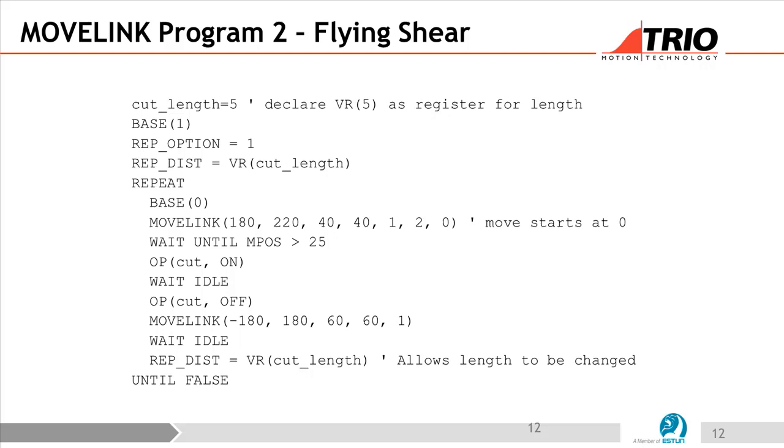But again, you could change that. There's another command that turns an output on for a time, so instead of the OP on, you could use the timer command. I think it's the output number. So the output number there is called cut, and say 200 milliseconds, for example. So you could pulse an output for 200 milliseconds with a timer command. So again, there are different options on how to do that.